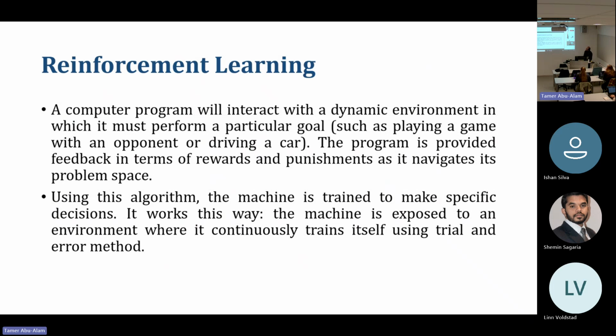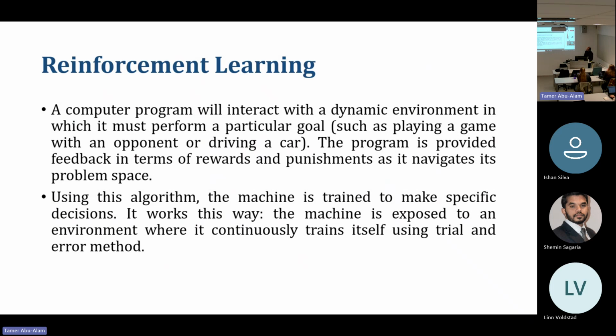In reinforcement learning, a computer program will interact with a dynamic environment, like the computer program for the car starts to interact with the environment, with the street, for example, in which it must perform a practical goal. For example, play a game with an opponent or driving a car. The program is provided feedback in terms of rewards and punishment as it navigates its problem space. And then the machine will start to learn from this. If it's negative, this means I should not do this action again. If it's positive, this means, okay, I can do it. And so on.